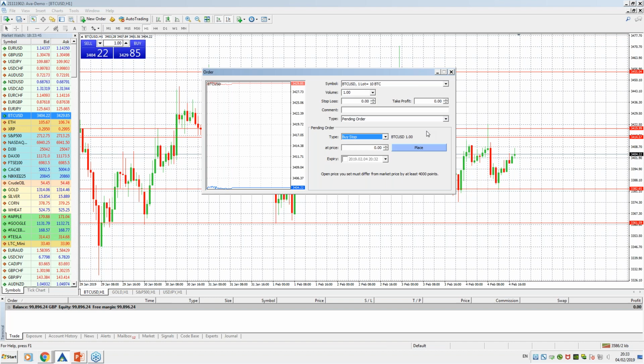So buy stop. And if our entry point then is 3419.99, I might as well say 3420. So my at price then, 3420. And my take profit, we said 3450.